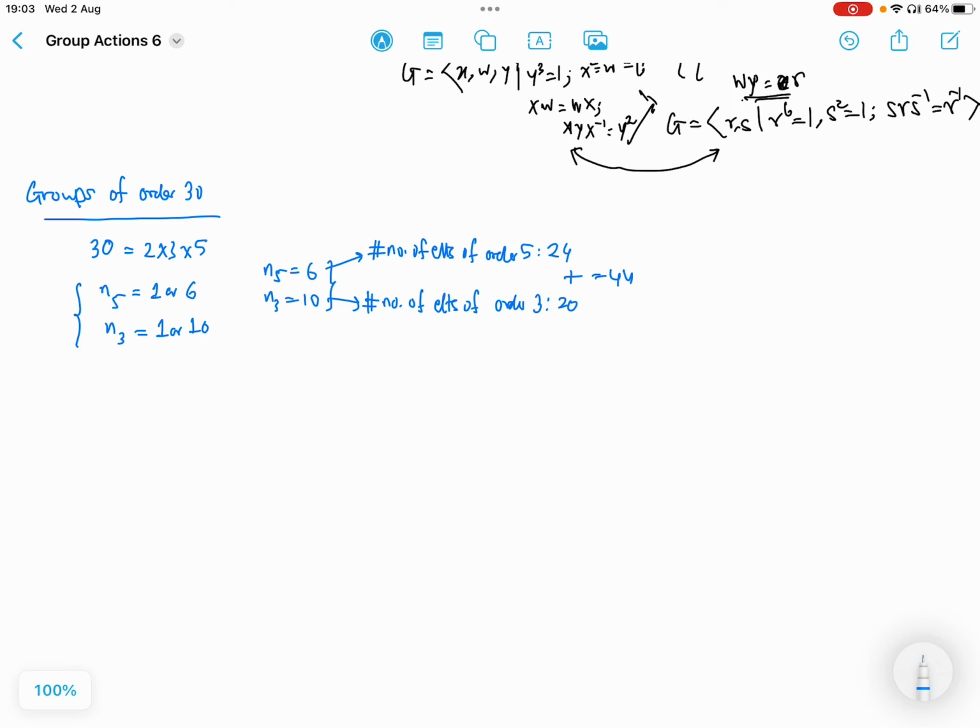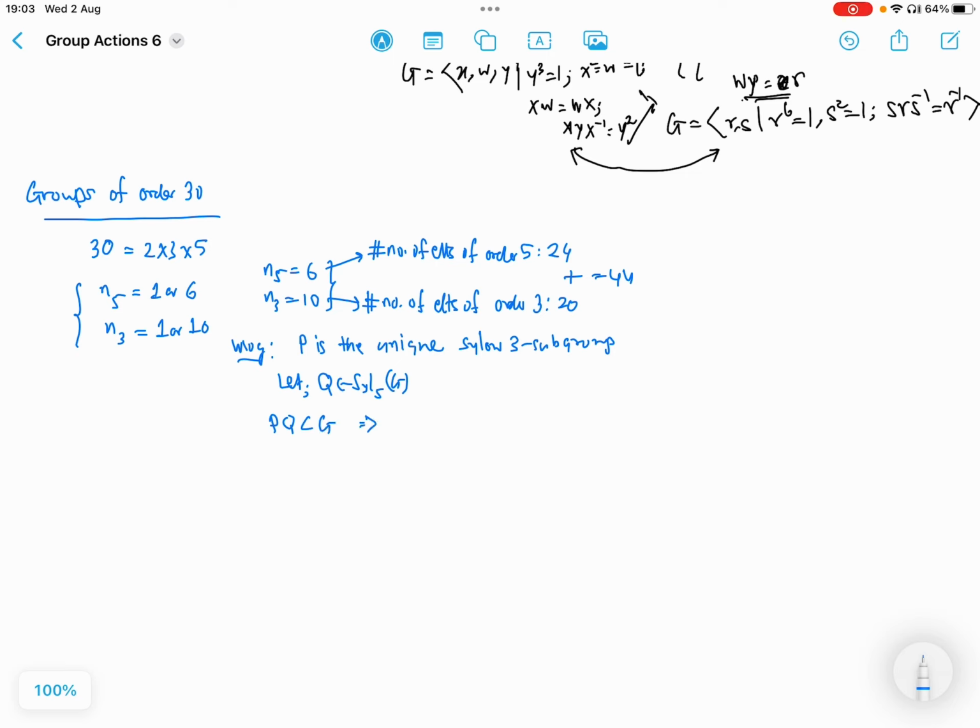Okay. So in any case, let's just see. Suppose P is the unique Sylow 3 or 5 subgroup. Without loss of generality, P is the unique Sylow subgroup. And let Q be another Sylow 5 subgroup. So P is normal, which means PQ will be a subgroup of G, right?